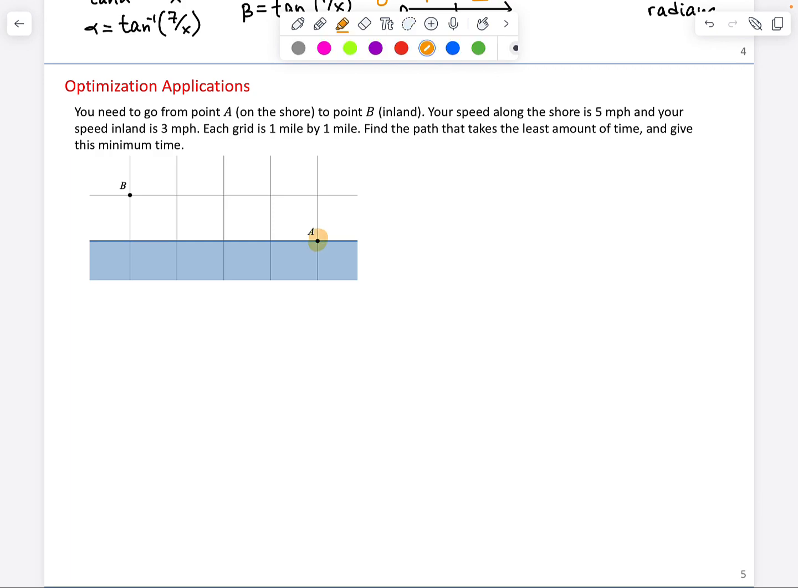So point A is on the shore, point B is inland. Ordinarily, the shortest path between them would be a straight line. However, this would require you to travel while being inland the entire time, which is a slower speed, 3 miles per hour.